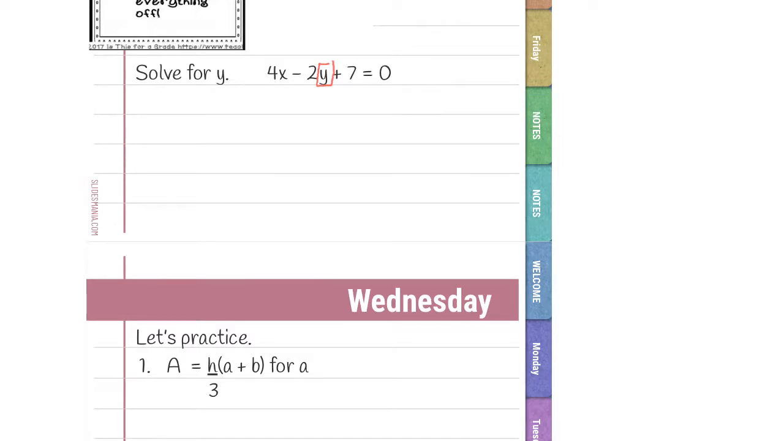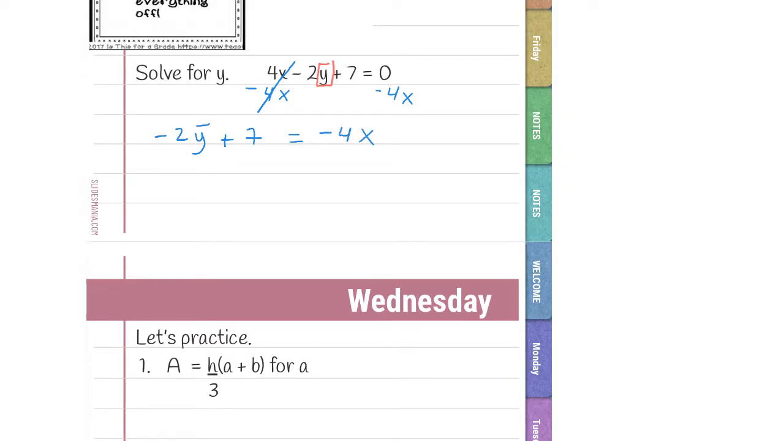You can either do the plus 7 first or the 4x first, but I'm just going to do the 4x first. So how do I move that over? Well, that is a positive 4x, so the opposite of that would be minus 4x. So 4x minus 4x reduces to 0, and I'm left with negative 2y plus 7 is equal to 0 minus 4x, which is just negative 4x.